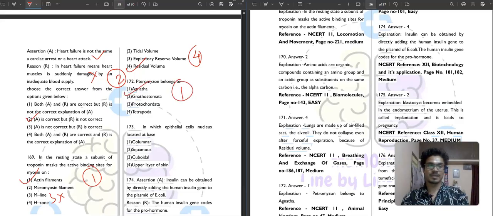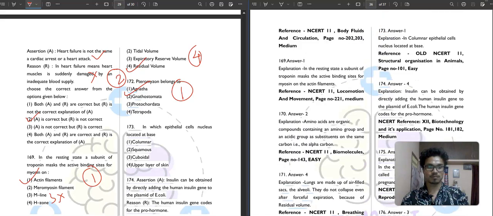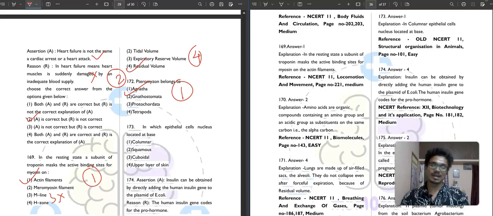Then question number 173. It is saying that in which epithelial cell is the nucleus located at the base? Definitely it is your what? Tell me. It is your columnar cell. It is like this. Okay, this is the nucleus.